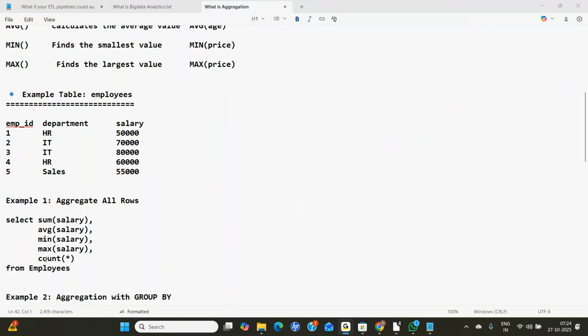Other than aggregated means non-aggregated. Since there is no non-aggregated column, a group by clause is not required.